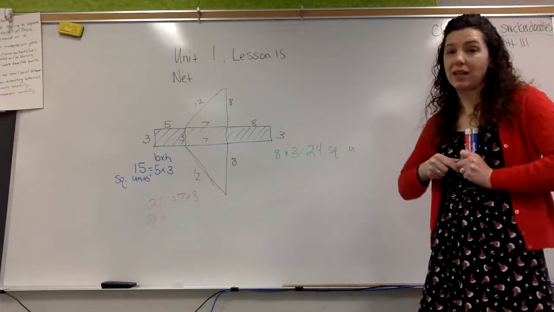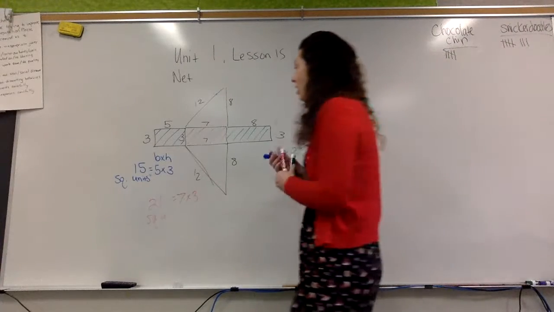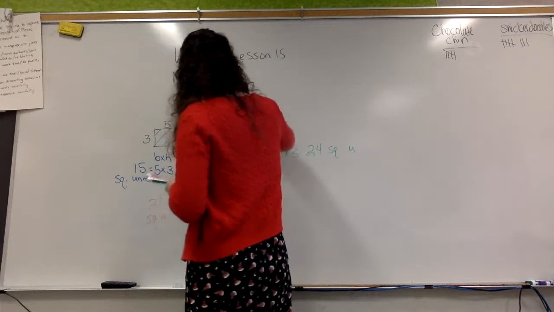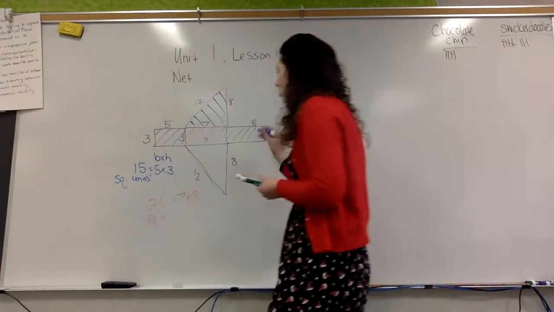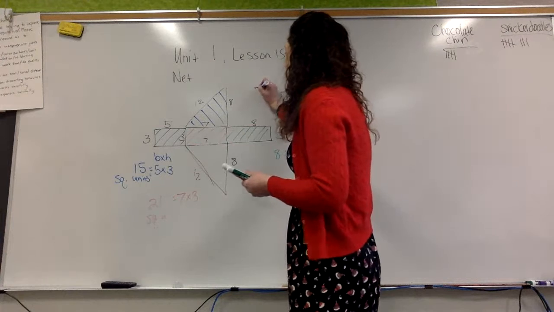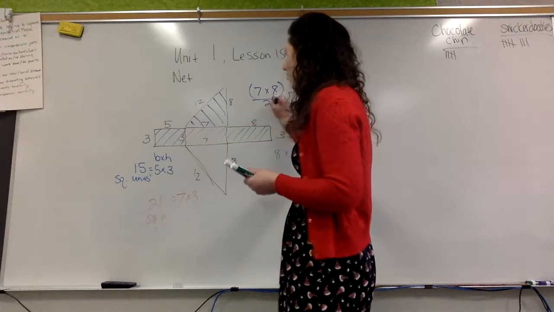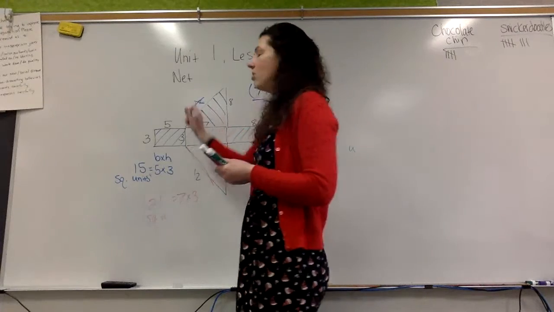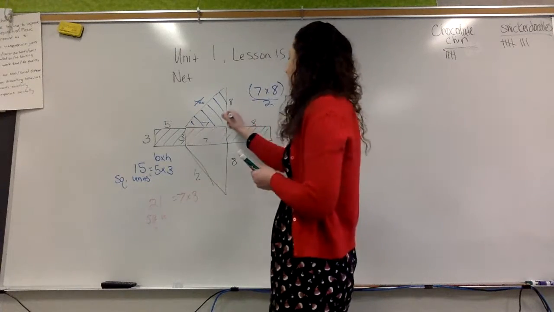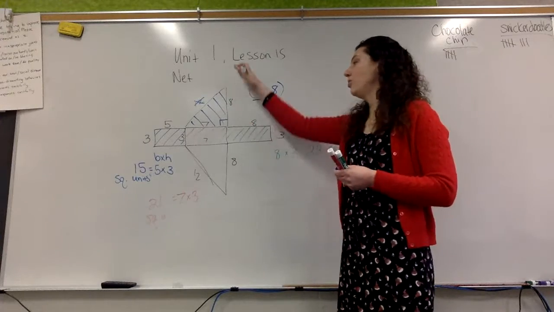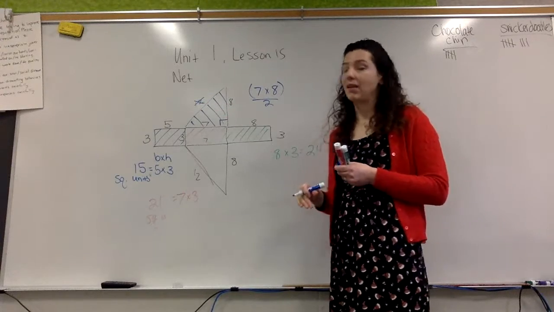Let's take a look at the triangles. Okay, so I can attack this in two ways. One, I can think about this as one triangle that has a base of 7 and a height of 8. And then I'm going to remember that I have to take half of that. I'm not using the 12 because these two sides meet at a right angle. So this is my base and my height.